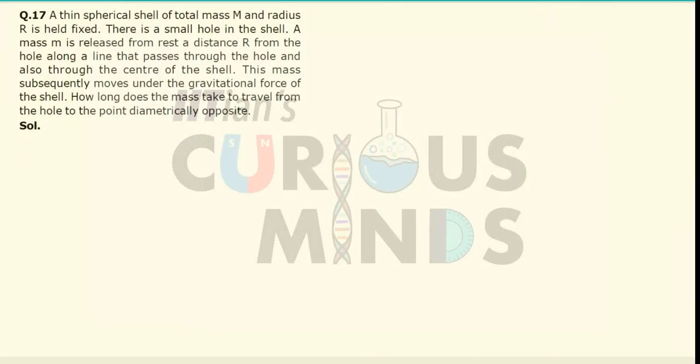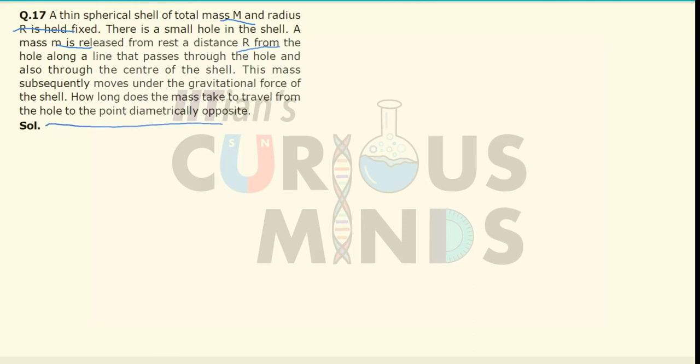A thin spherical shell of total mass m and radius r is held fixed. There is a small hole in the shell. A mass m is released from rest at a distance r from the hole along a line that passes through the hole and also through the center of the shell. This mass subsequently moves under the gravitational force of the shell. How long does the mass take to travel from the hole to the point diametrically opposite?